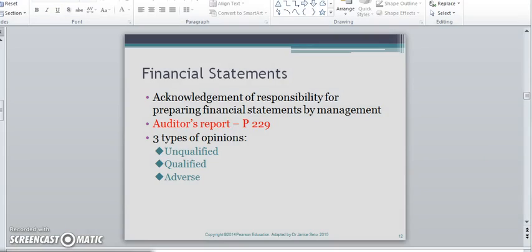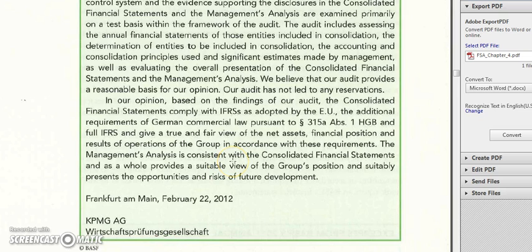So in our opinion, now you're saying, in our opinion, we're looking for: is it qualified, unqualified, or adverse? We're hoping it's unqualified. We want them to say, we stand by what has been written here. We are in total agreement.